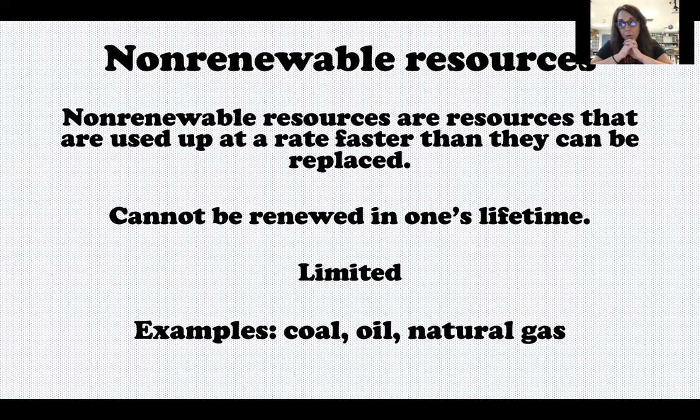And since they are formed from things that lived over 300 million years ago, we can't just go get more of them. Once our supply of these things runs out, that's it. That's all we have. So we have to be very sure that we are taking care and using these things very responsibly. Since they take so many years to create, once we're done, we're done.